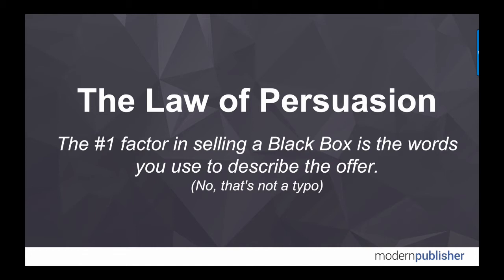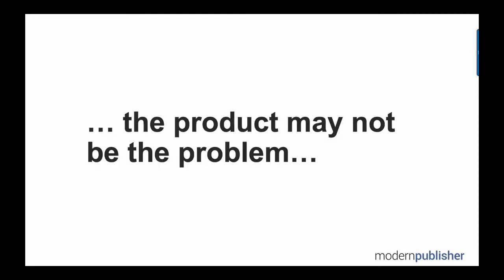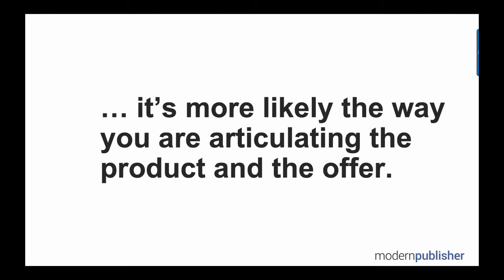This is called copywriting. This is called writing compelling copy or writing compelling video scripts, or whenever you're describing it in emails or on a sales page or wherever you're describing this offer. If it's not compelling, it's not going to sell. So if an information product isn't selling, the product may not be the problem. It's more likely that you just aren't articulating it in a compelling way. You need to work on the sales copy.